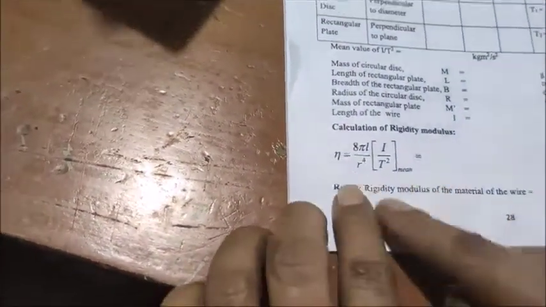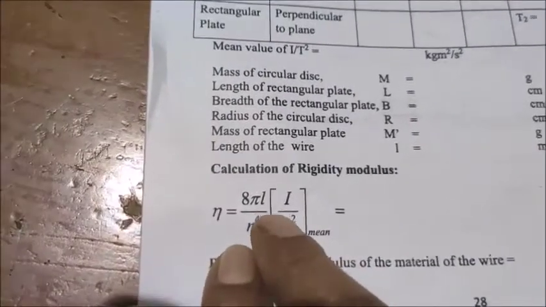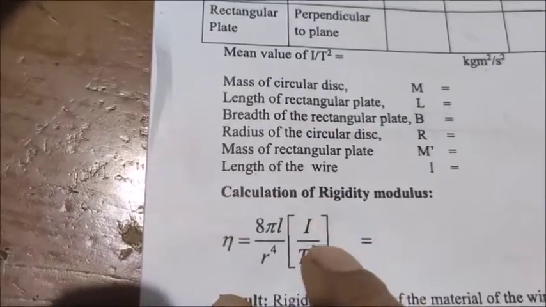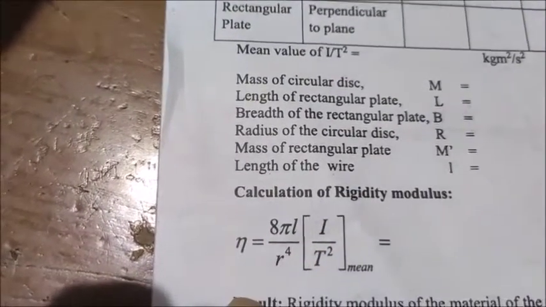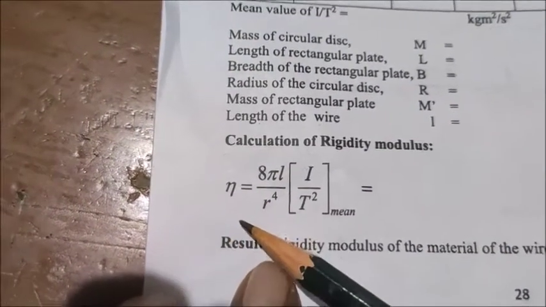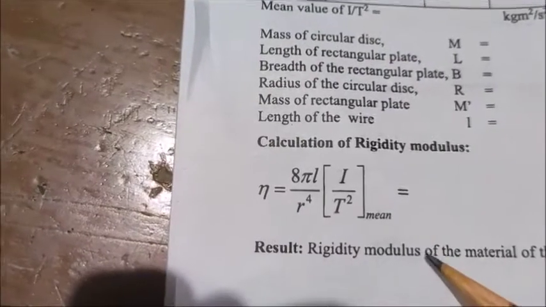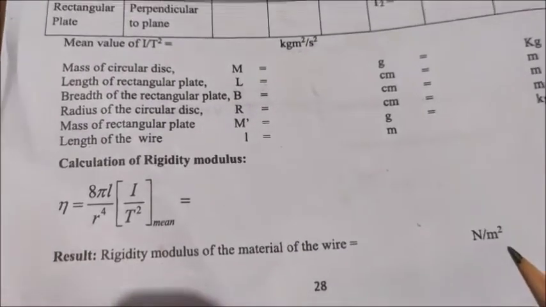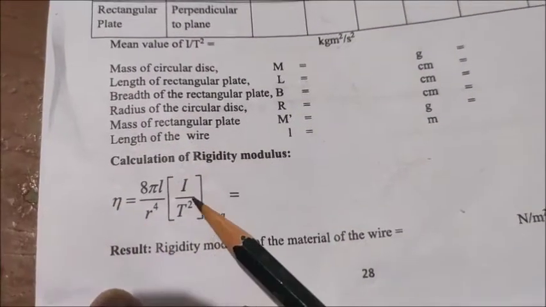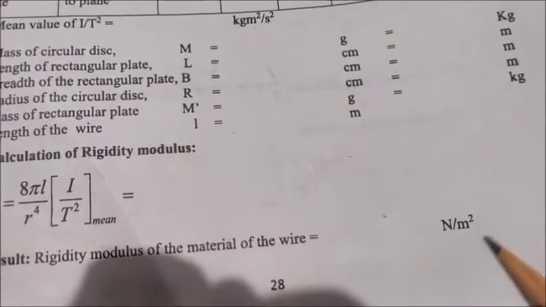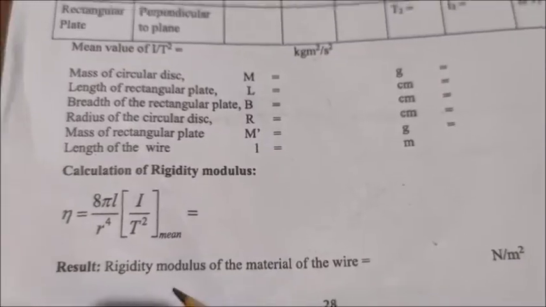After you find the I by T squared value, substitute the data into this equation. You have the length of the wire, radius of the wire, and the mean value of I by T squared obtained from the previous experiment, and calculate n, where n is the rigidity modulus of the given material of the wire. You report the result. The unit is Newton per meter squared, since the rigidity modulus is the shearing stress to the shearing strain; stress has the unit Newton per meter squared, strain has no unit, so Newton per meter squared is the unit of the rigidity modulus.